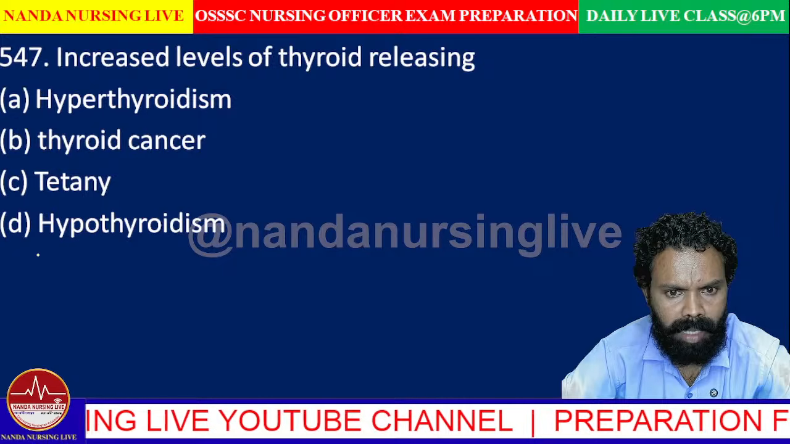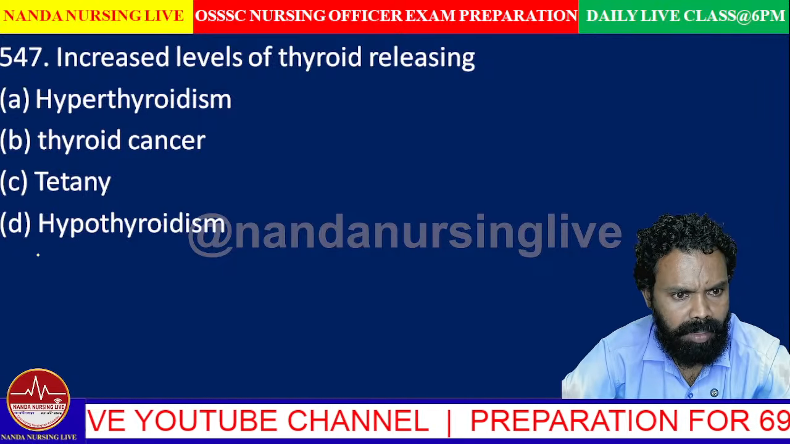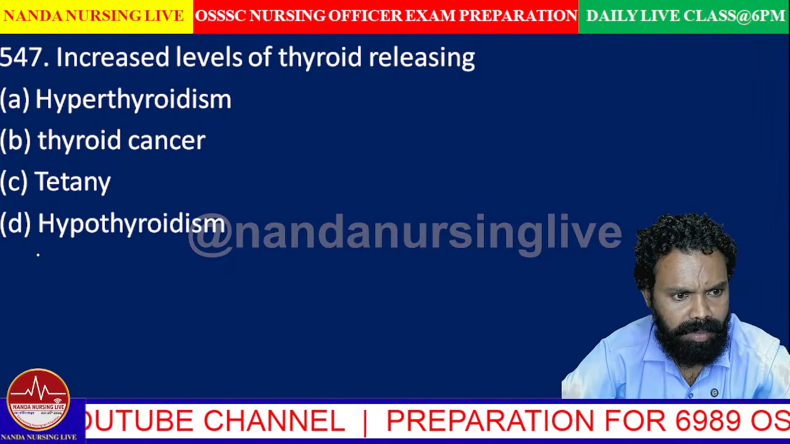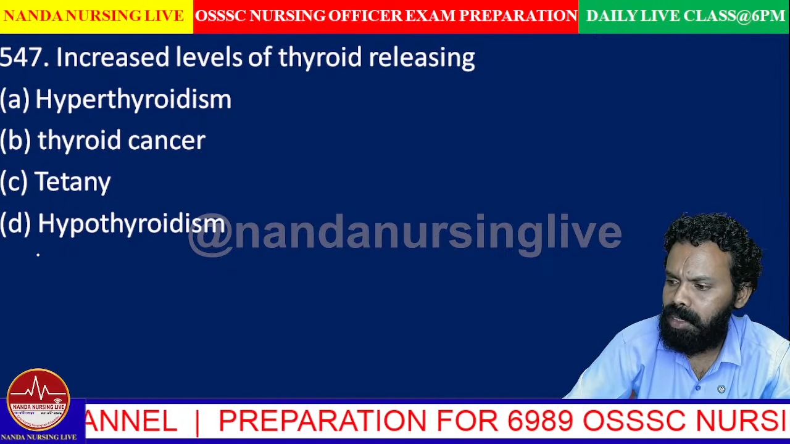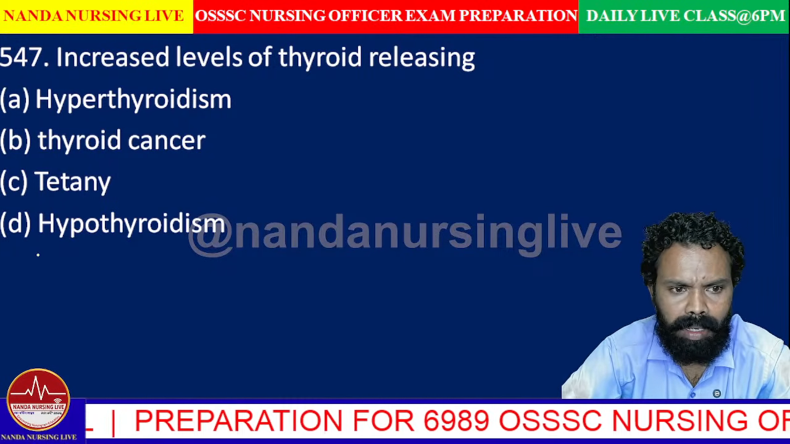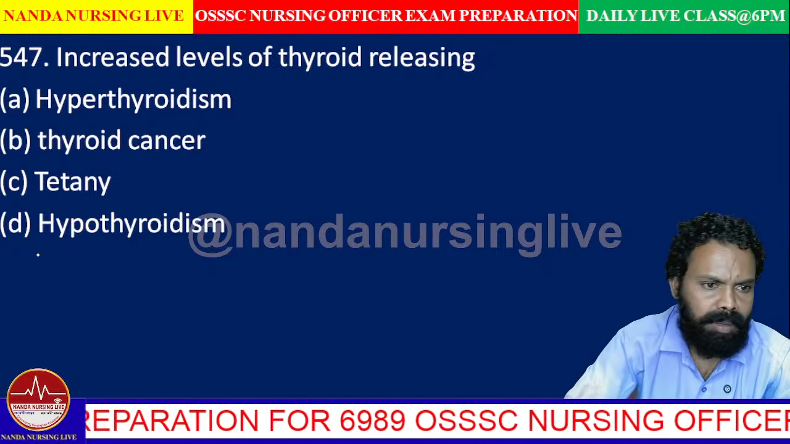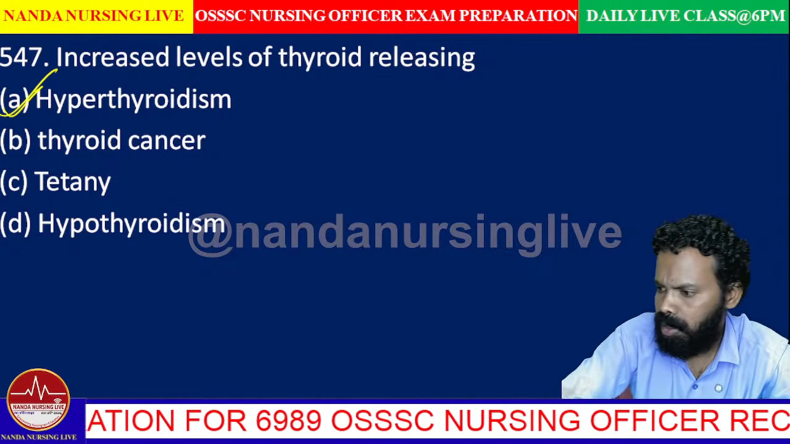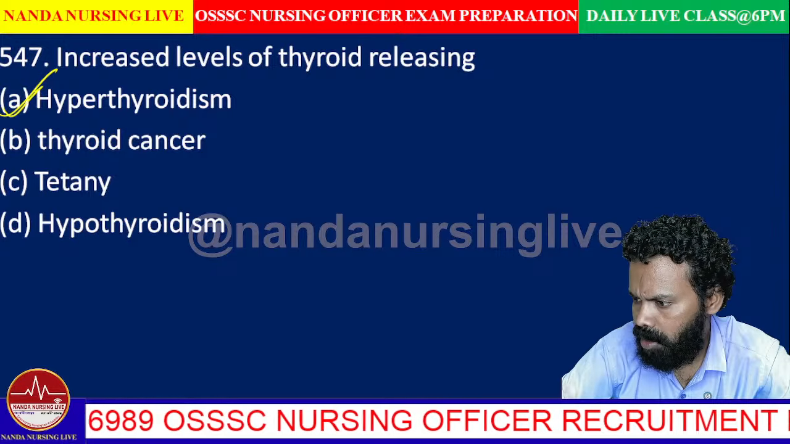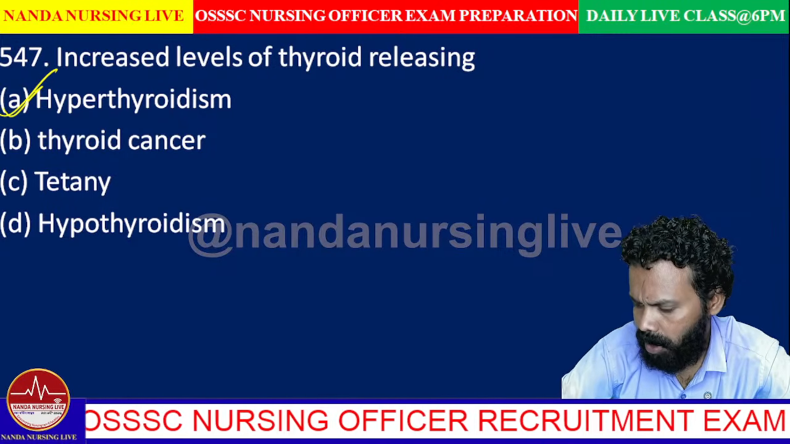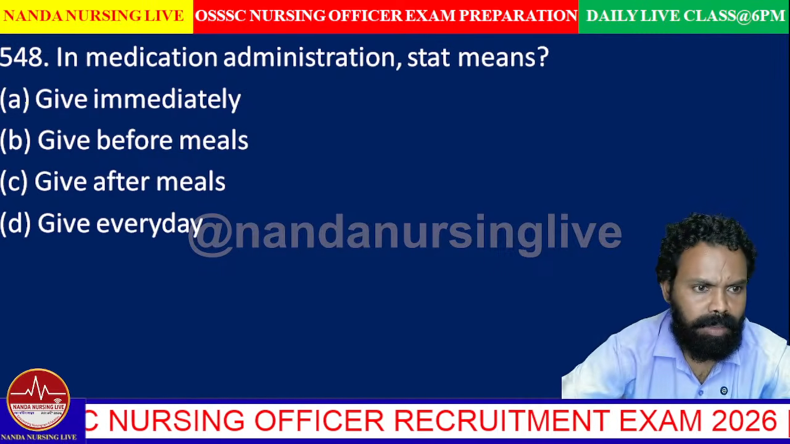Increased levels of thyroid releasing. Option A hyperthyroidism, option B is thyroid cancer, option C is tetany, option D is hypothyroidism. So which option is the correct answer? Increased levels of thyroid releasing. So correct answer is hyperthyroidism. Hyperthyroidism is the correct answer. Increased level of thyroid, hyperthyroidism.